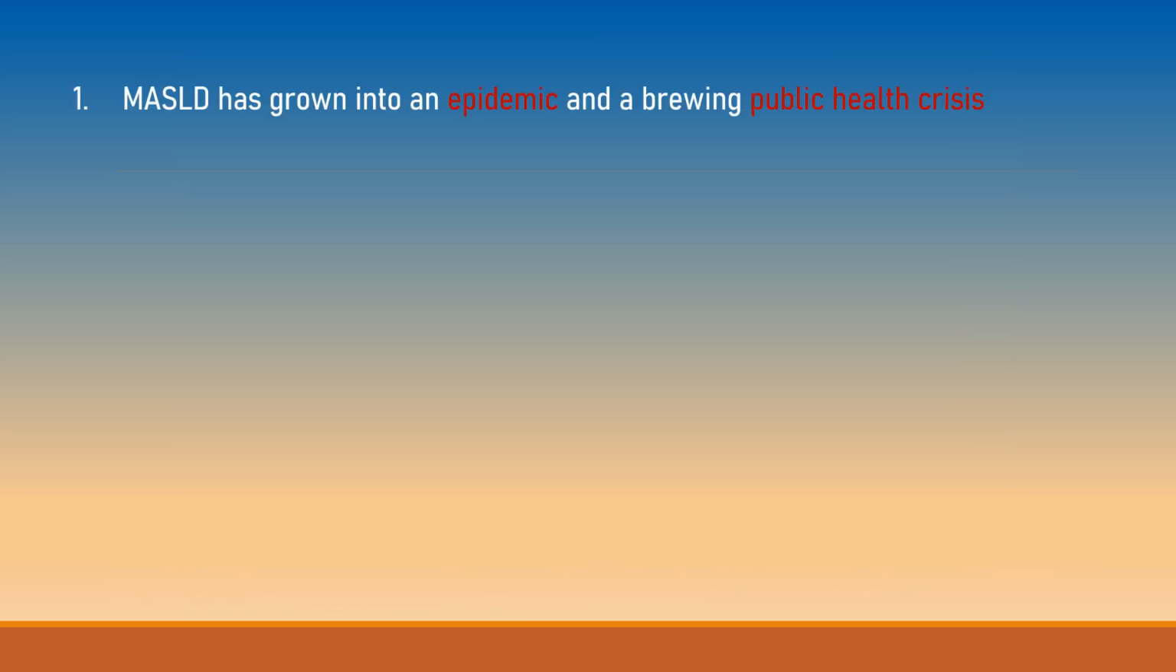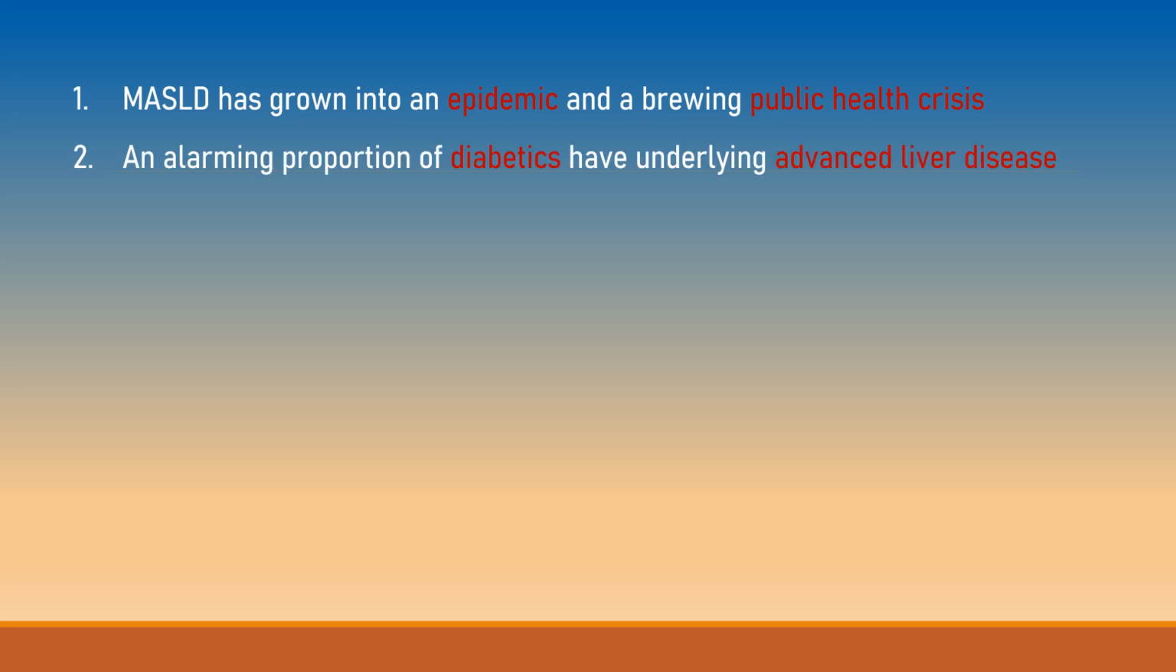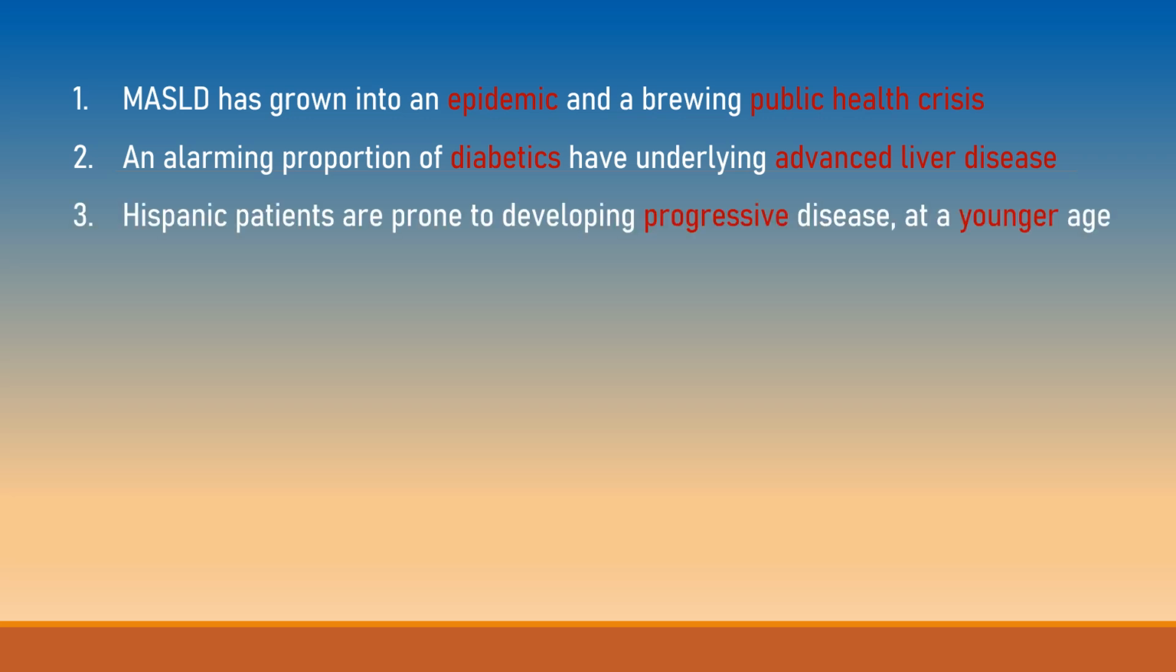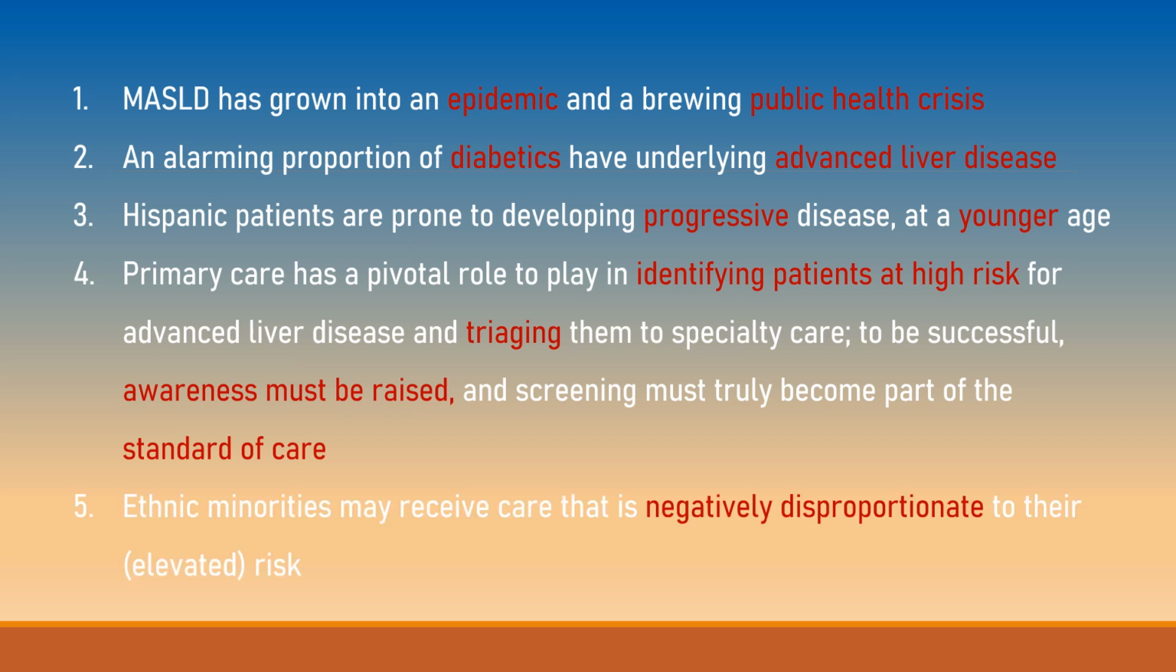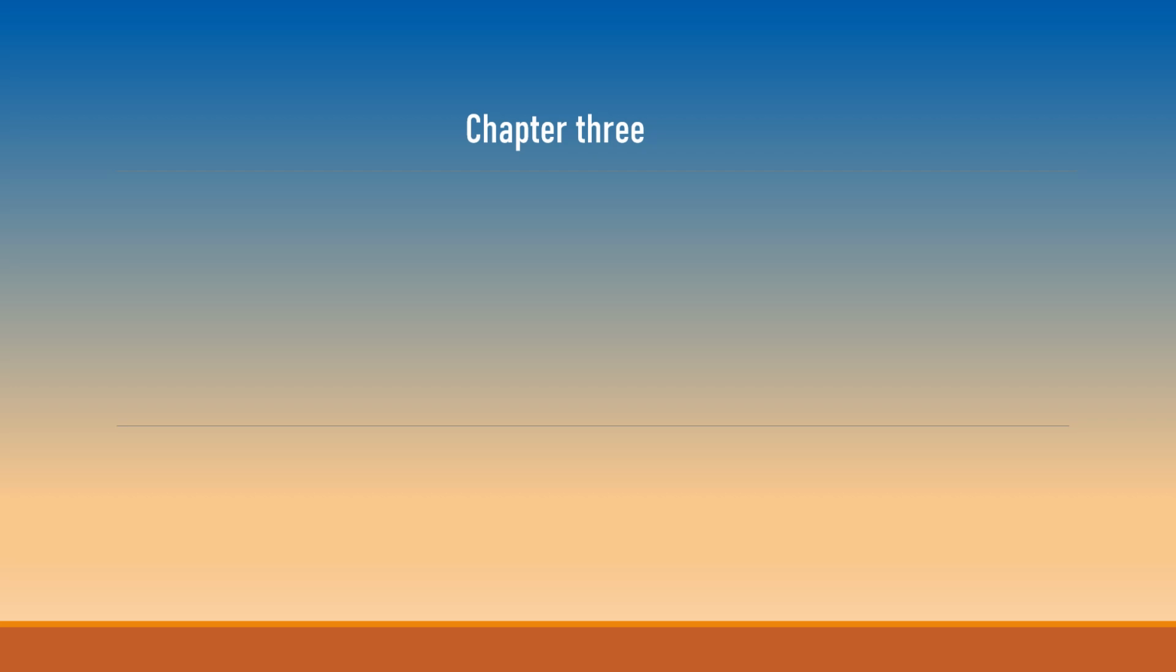So MASLD is an epidemic and a public health crisis in the making. An alarming proportion of diabetics have underlying advanced liver disease. Hispanics are prone to developing MASH at a younger age. Primary care has a very important role to play in identifying those patients at high risk for advanced liver disease and triaging them to specialty care. And unfortunately, it seems that ethnic minorities may receive inadequate liver care, certainly disproportionate to their elevated risk. Moving on.